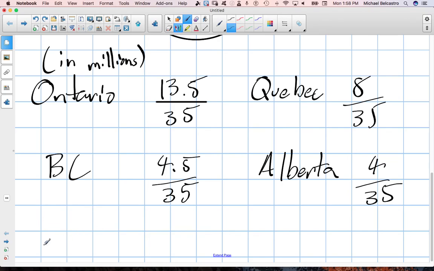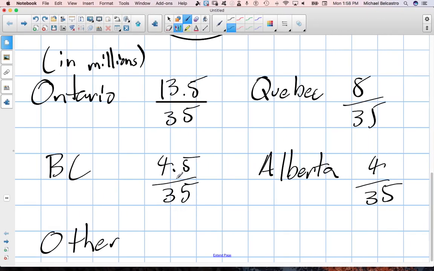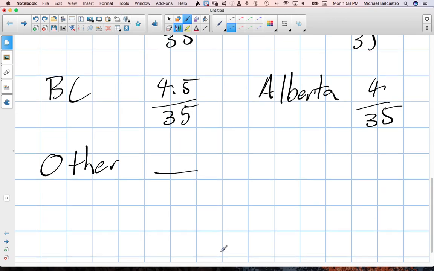The one other thing I'm going to just call it other. So how are we going to calculate other here? Well, we could sum them all together, but because we did some rounding, we said it was 35 million. We're going to add up these totals to figure out what our other proportion is, because everything has to add up to make a whole.